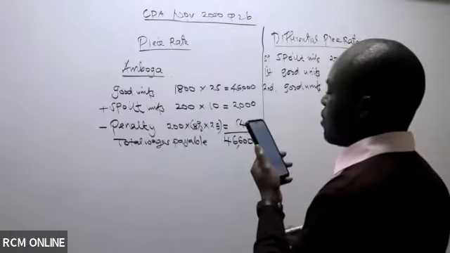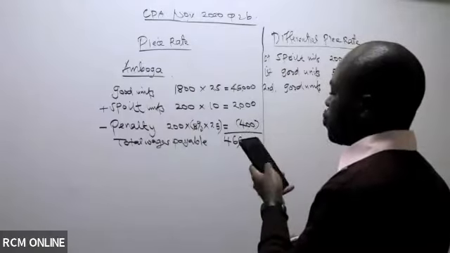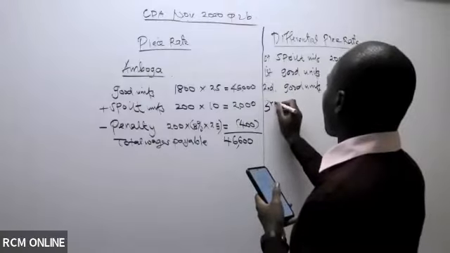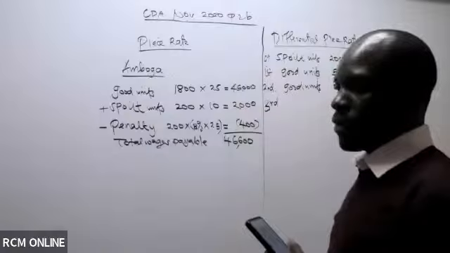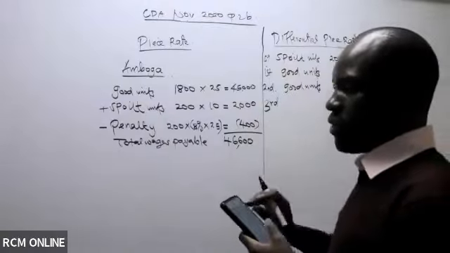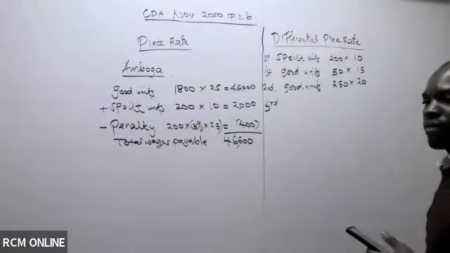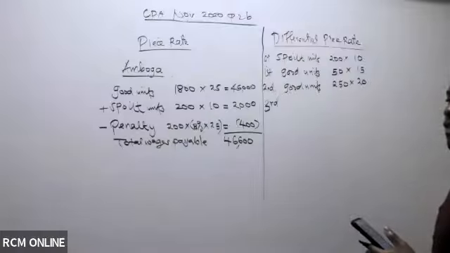Then let's go to the third bar from 500 to 1,000. From 500 to 1,000, how many units are those? From 500 to 1,000.